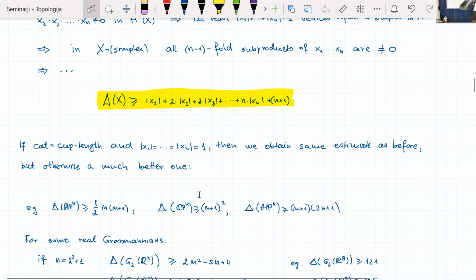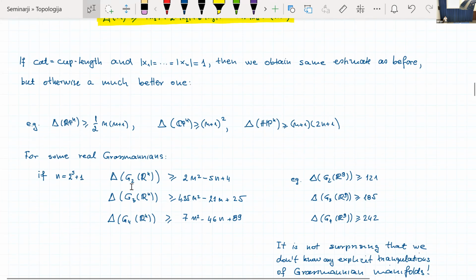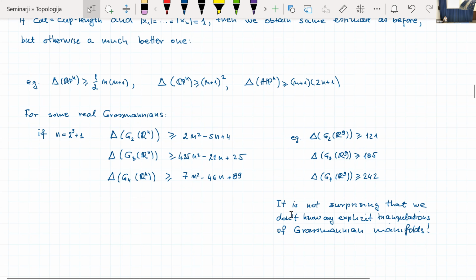Anyway, if we go to slightly more complicated spaces like Grassmannians, then again, we have a paper giving some estimates. So I'm just giving you some samples. If you look at the Grassmannians of planes in R^n, then the number of vertices is at least 2n squared. For 3-dimensional subspaces, it is about 4.25 n squared, and then it is 7n squared, and then it increases, and we don't have a closed form formula. So this says that we need really many vertices to triangulate those. And again, I don't know any specific triangulations of those spaces.